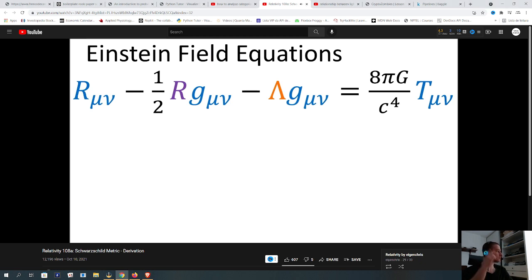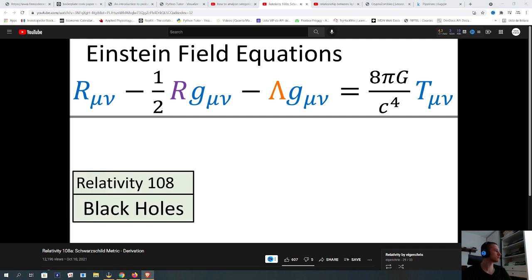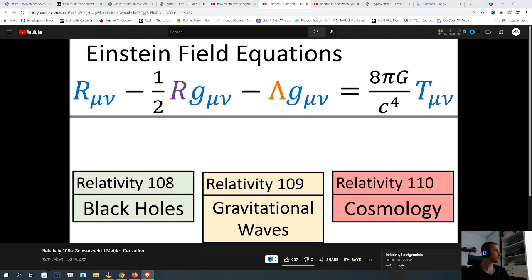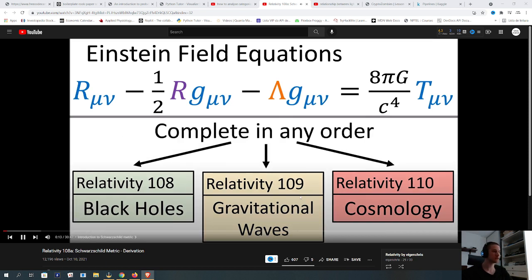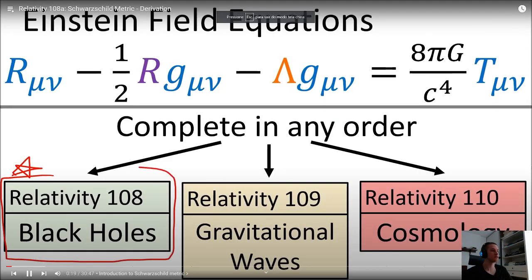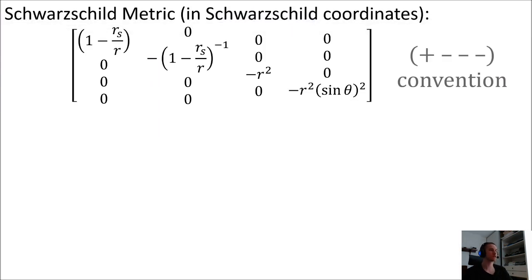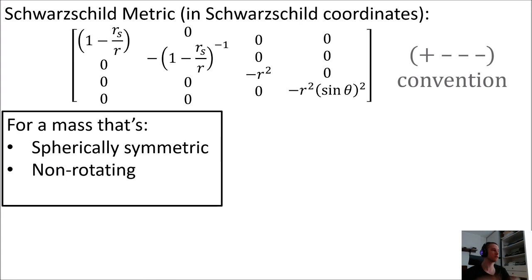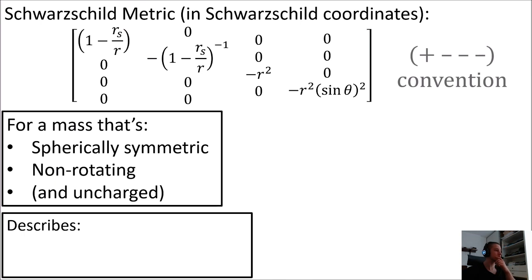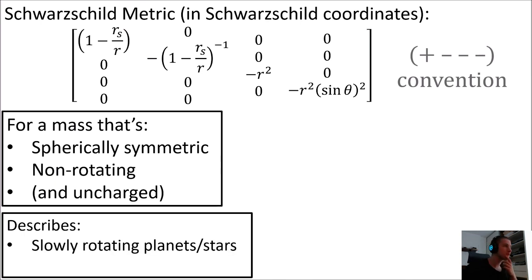The Einstein field equations, we're going to see how they predict the existence of black holes, gravitational waves, and the expansion of the universe. If you like, you can skip this video and cover these sections in any order, but for the Relativity 108 videos, we're going to cover black holes using the Schwarzschild metric. The Schwarzschild metric is the spacetime metric for a spherically symmetric, non-rotating mass that has no electric charge. It's useful for describing the curvature of spacetime near slowly rotating spherical bodies like planets and many stars. It's also useful for describing spacetime curvature near non-rotating black holes.